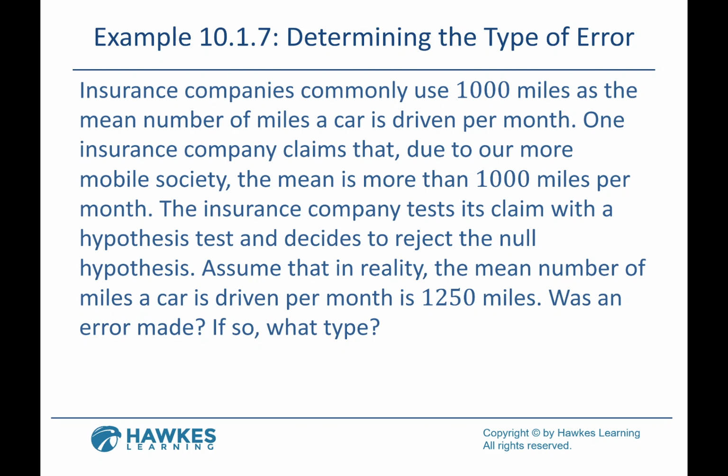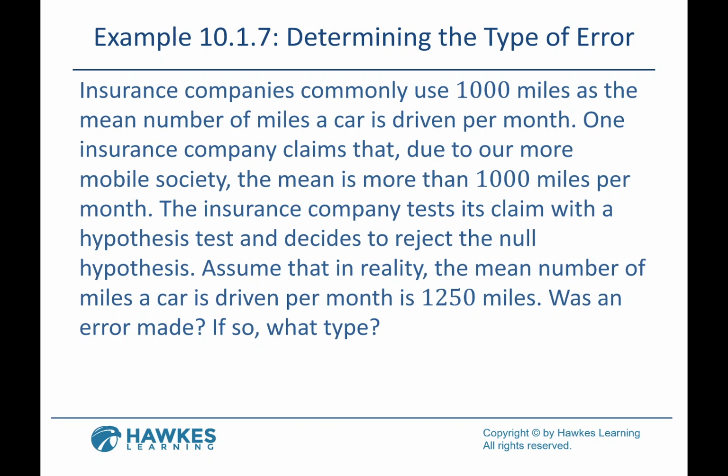All right, this one says, let's keep going. This one says, insurance companies commonly use 1,000 miles as the mean number of miles a car is driven per month. One insurance company claims that due to our more mobile society, the mean is more than 1,000 miles per month. So there's our alternative hypothesis, that the mean is greater than 1,000. So our null hypothesis would be that the mean is less than or equal to 1,000.